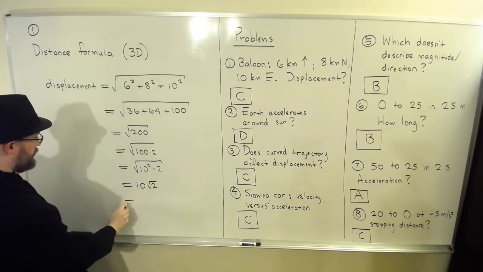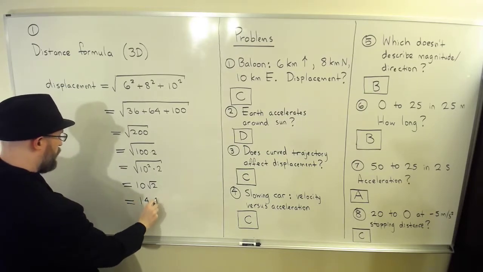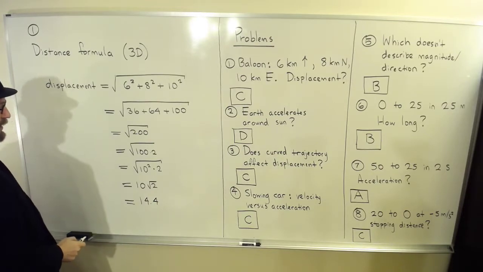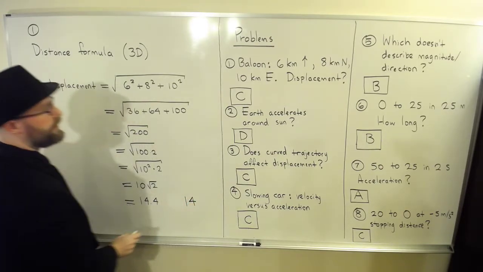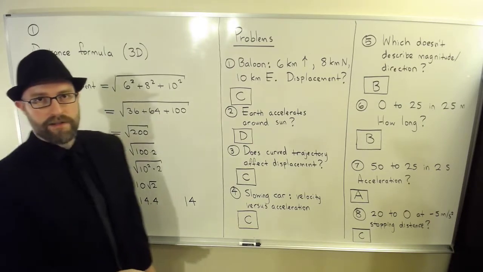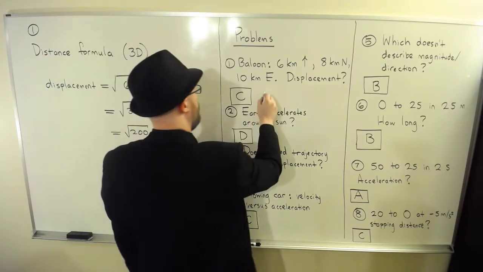And if I write this in decimals, this is about 14.4, and then there's more decimals. And so the answer in the book is 14, the one that's closest. It says approximately, what's the answer? And C is the answer choice. It says 14 kilometers.